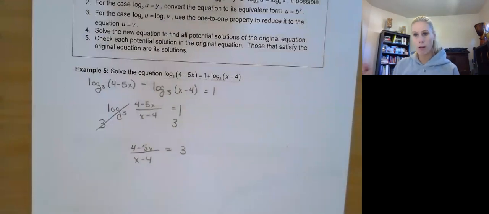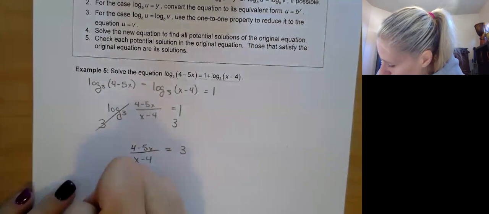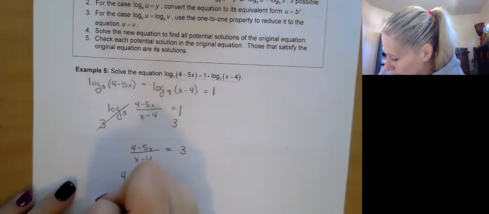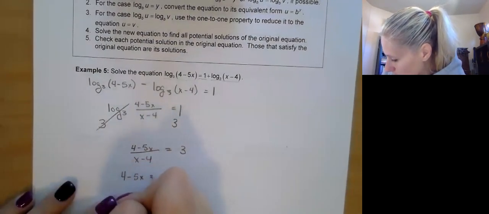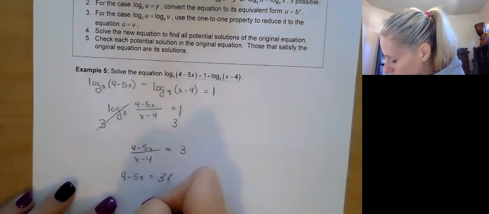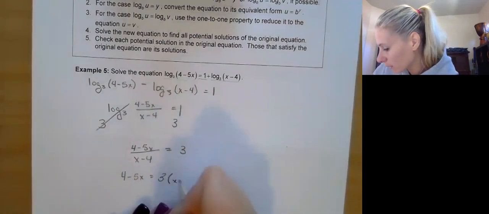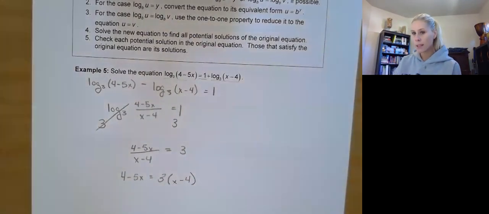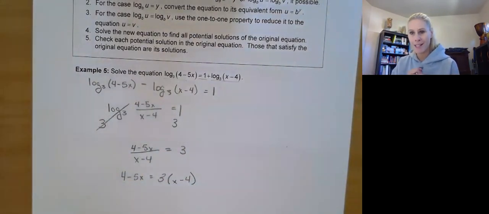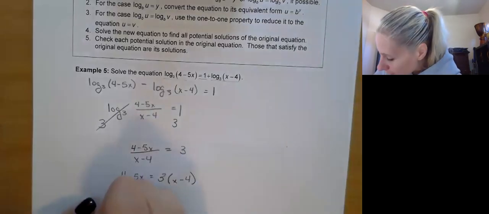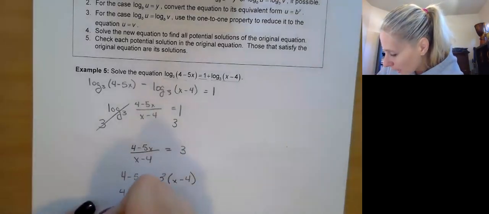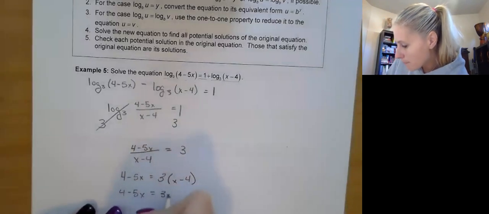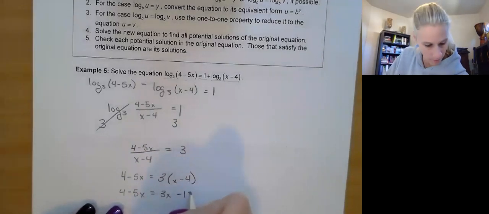All right, let's solve. We can do this. We don't like the fraction. Let's get rid of the fraction. So 4 minus 5x equals 3 times, now don't forget parentheses, x minus 4, because the whole thing's multiplied. Let's go back to 6th grade when we did distributive property. 4 minus 5x equals 3x minus 12.